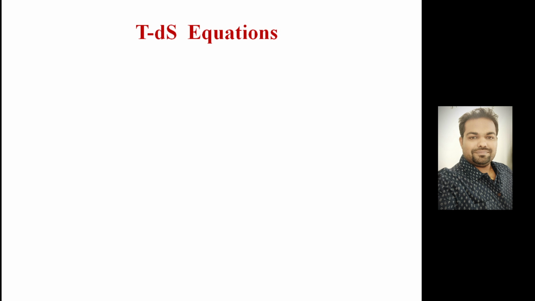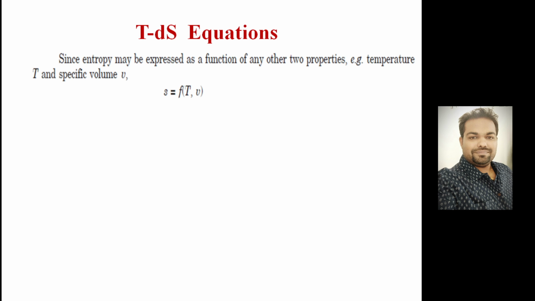Let's go to the next topic, which is called the TdS equation. There are two TdS relations, one for a closed system and one for an open system. Let's start with the first one. Since entropy may be expressed as a function of any two independent properties, entropy basically depends on temperature and volume. So entropy is a function of temperature and volume, and whenever you talk about volume as a variable, you are talking about the closed system case.